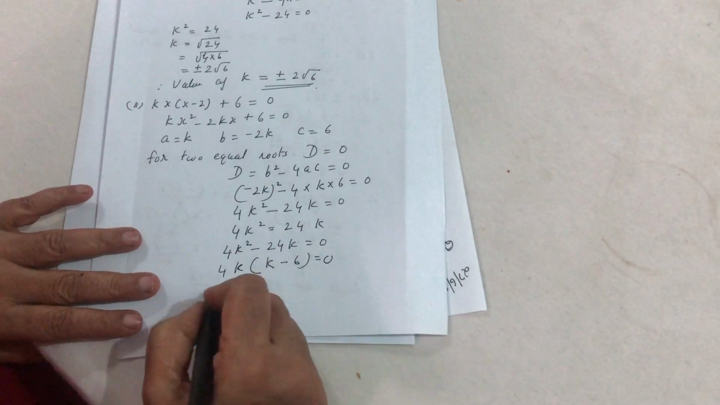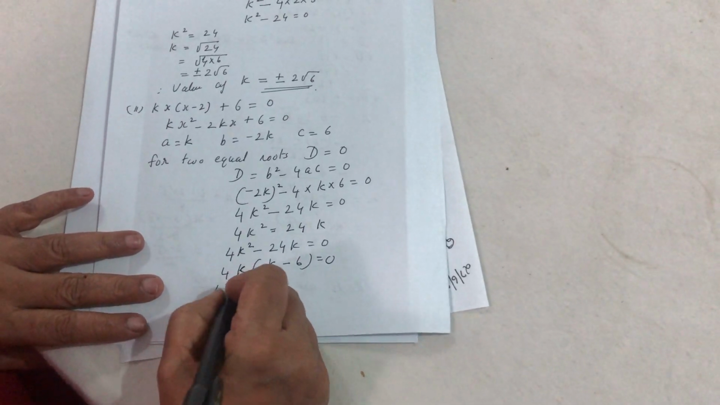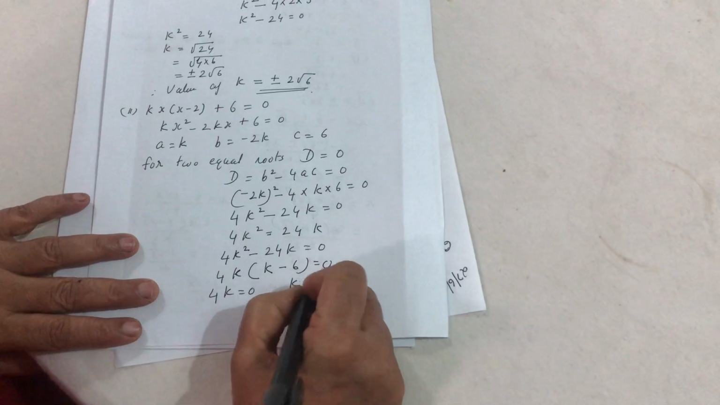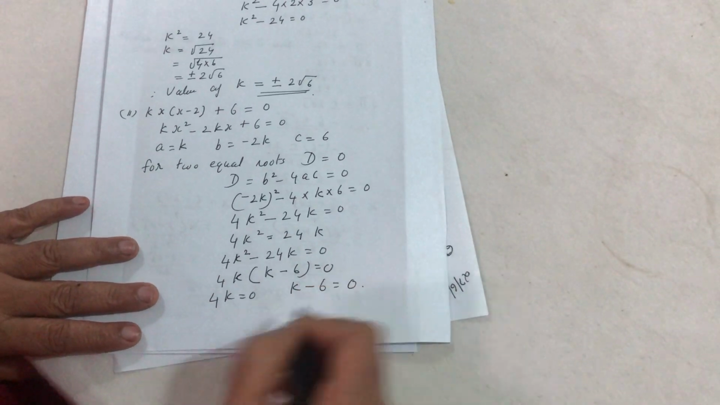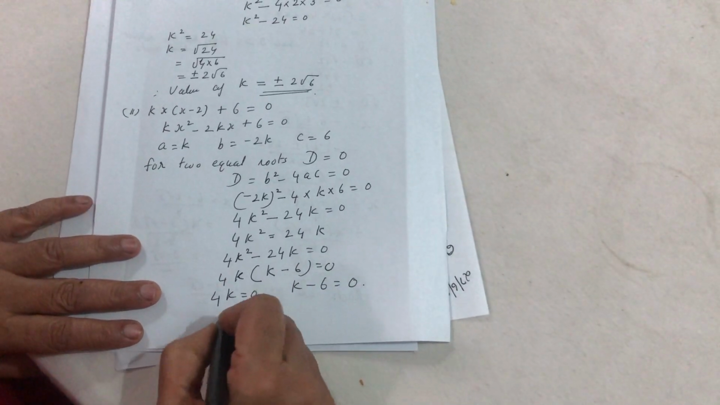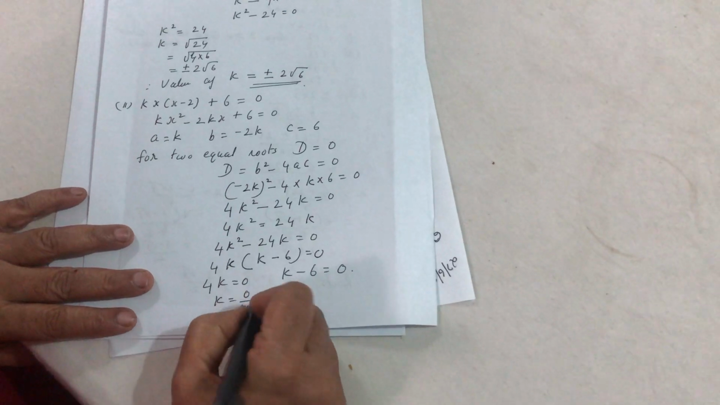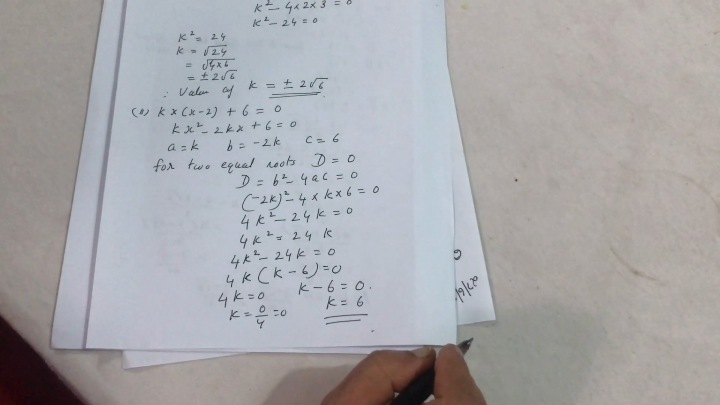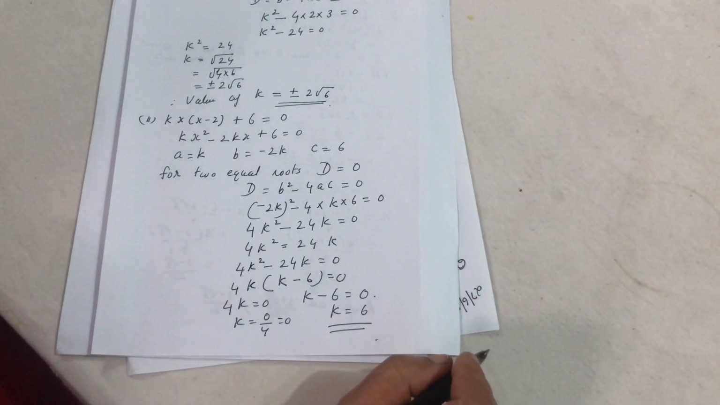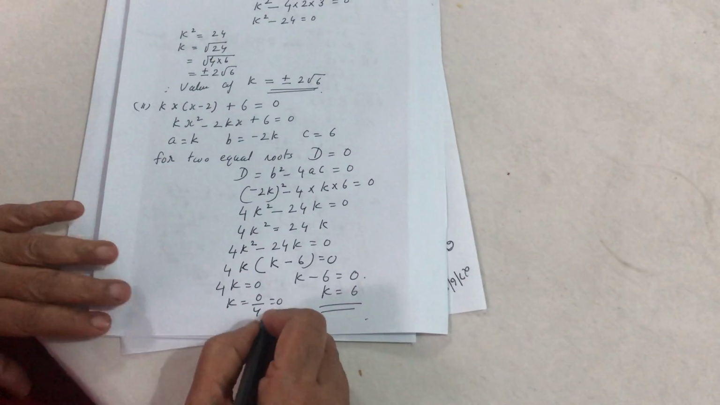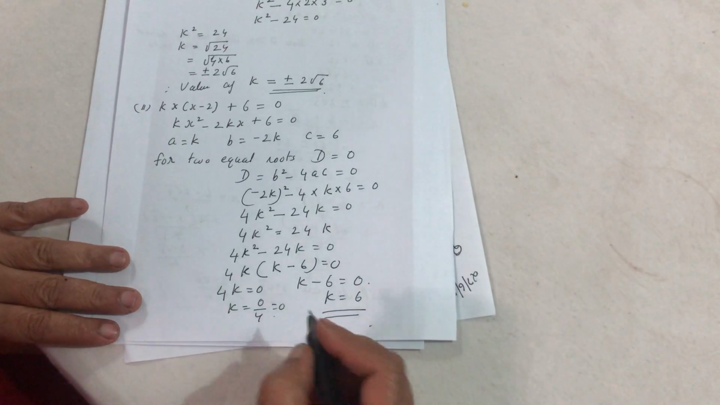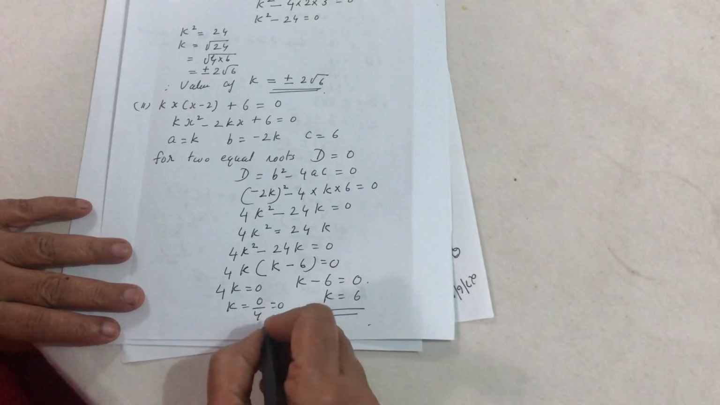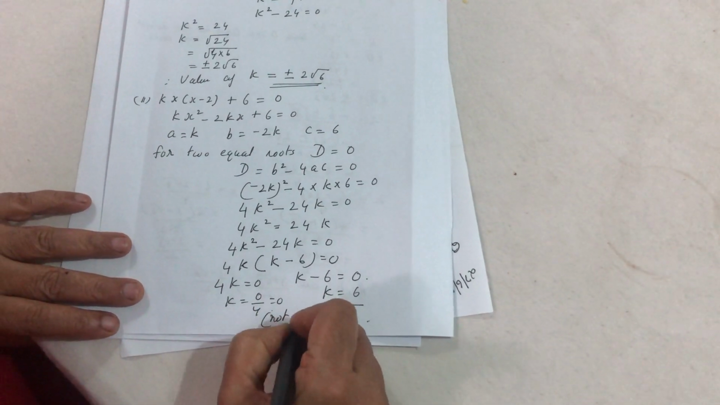4k here, either this 4k is equal to 0 or k minus 6 equal to 0. Here k is equal to 0 by 4, which is 0. Here k is equal to 6. So what is the value of this k? k is 0 is not possible.